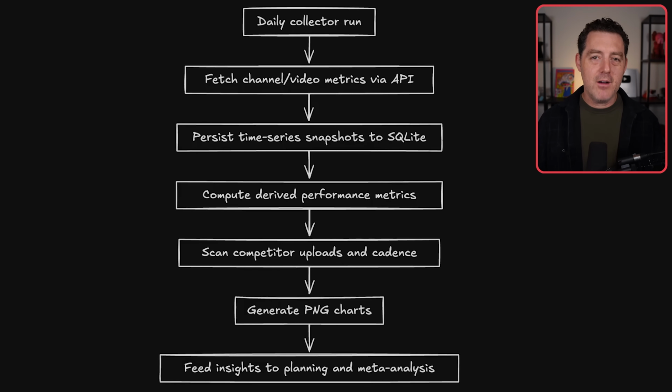All right, next, obviously, I use it to track my YouTube analytics and some of my competitors or the channels that I keep a close eye on. So it hits the API daily, pulls down all of my stats for all of my videos, the channel's growth, everything. It persists it and takes a snapshot and records it in a database locally. Then it does some computations on it and again, stores all that locally. We scan our competitors, their uploads, their cadence to see what they're doing. We get PNG charts, and then it feeds all of those insights into the meta-analysis workflow, which I'll get to in a moment.